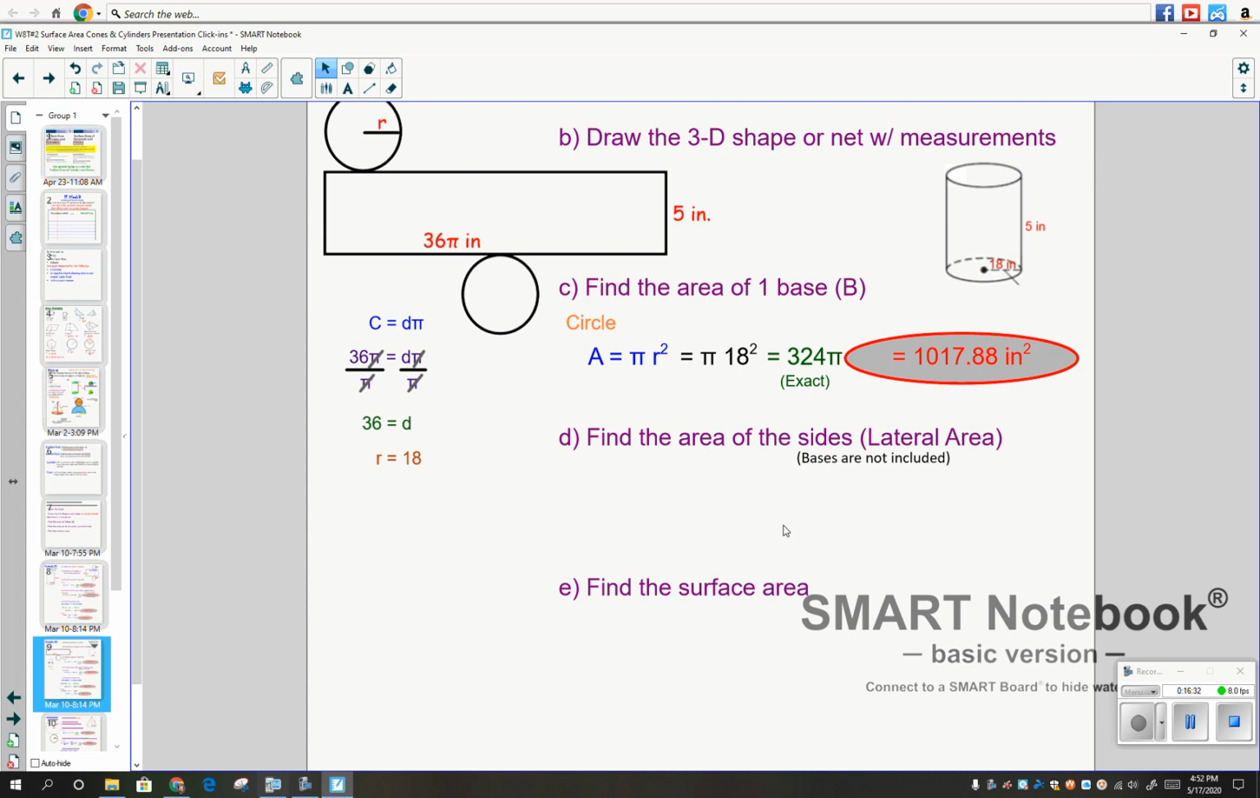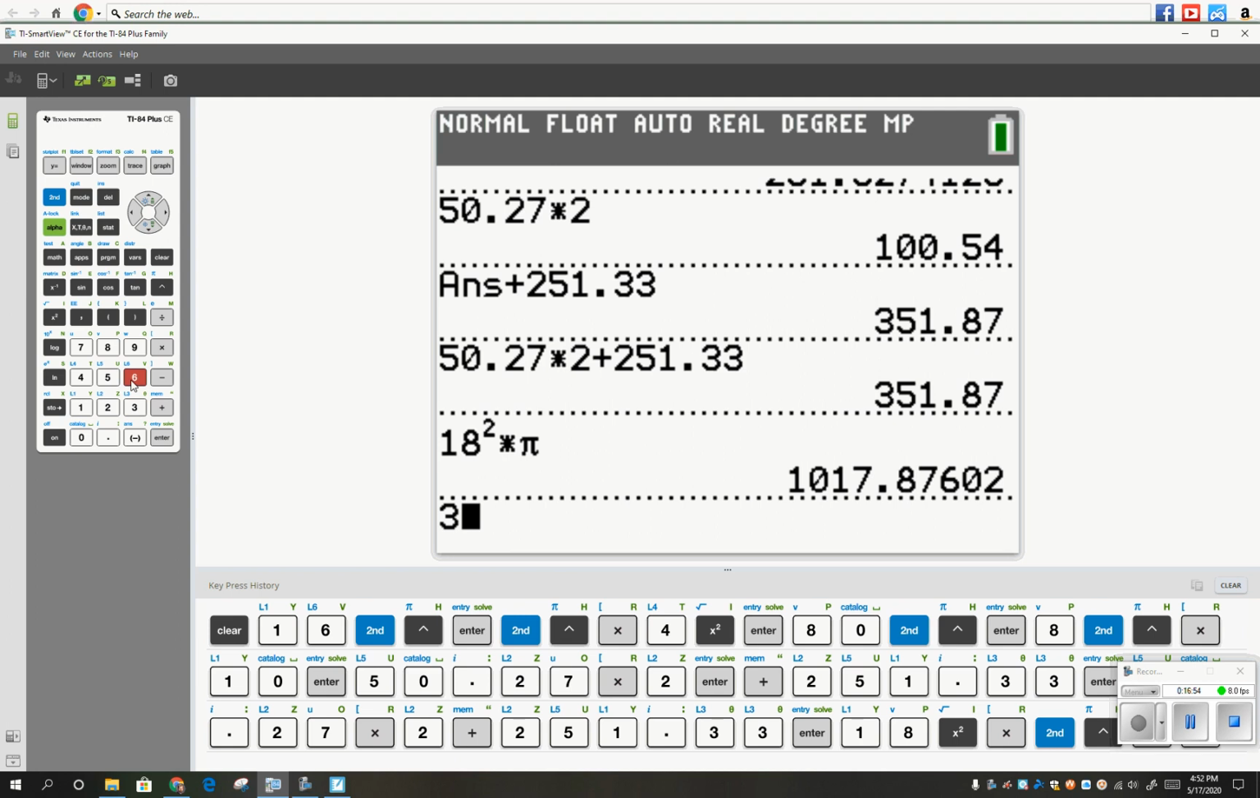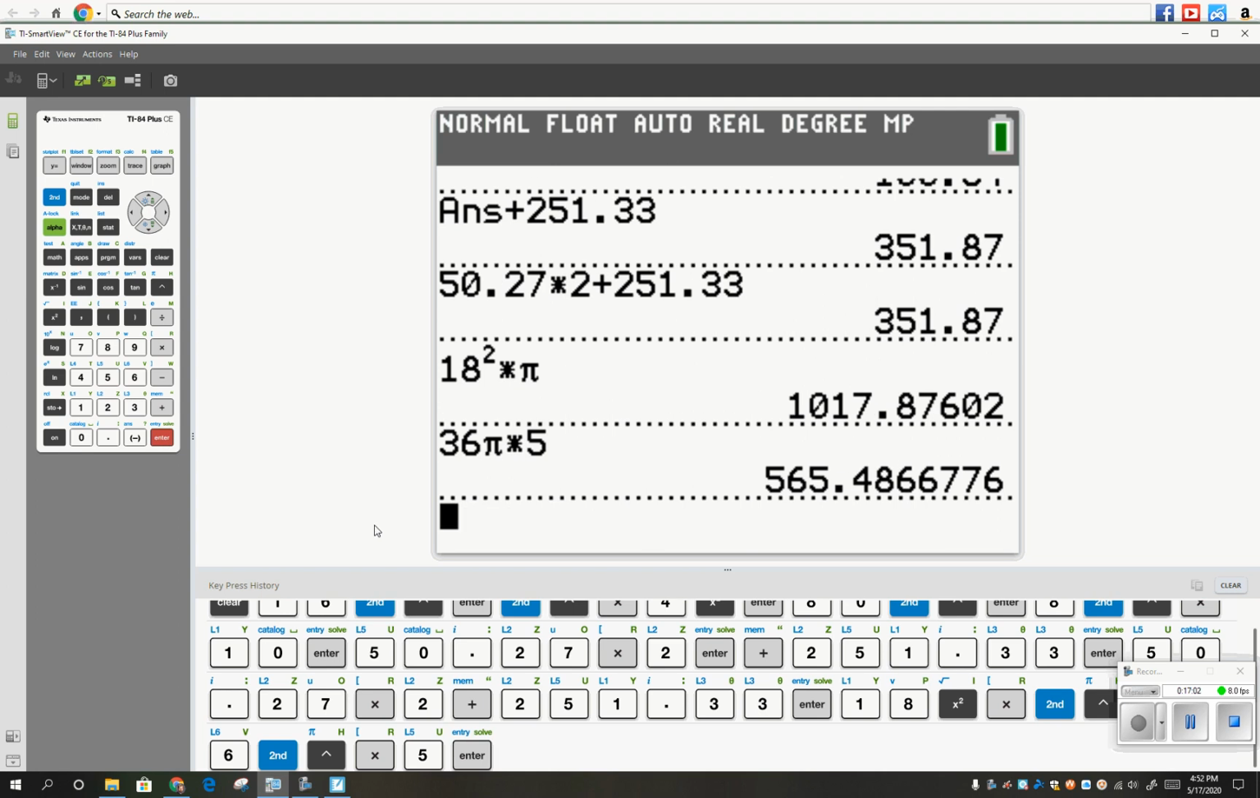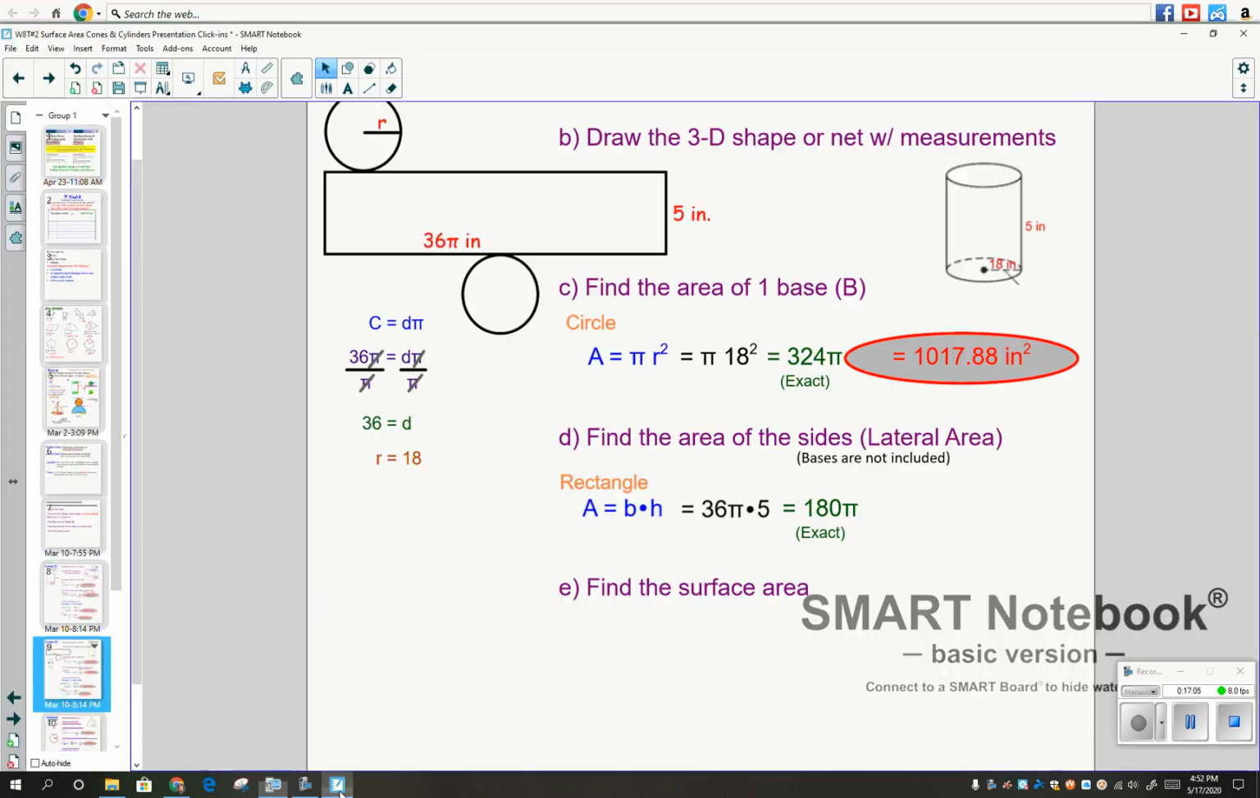So now we got to find the area of the sides. The sides is this rectangle. Base times height. The base is 36 pi. The height is 5. So 36 times 5. If I want to find the exact, 36 times 5 is 180, so I get 180 pi. All right, type in my calculator 36 pi times 5. I end up with 565.486, which rounds to 565.49 square inches.